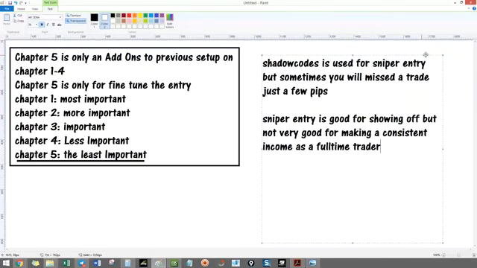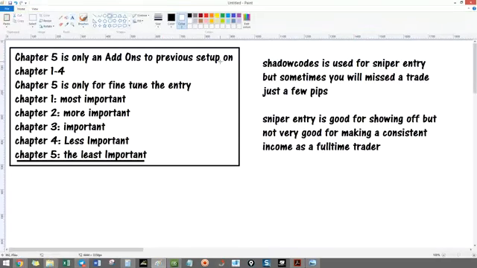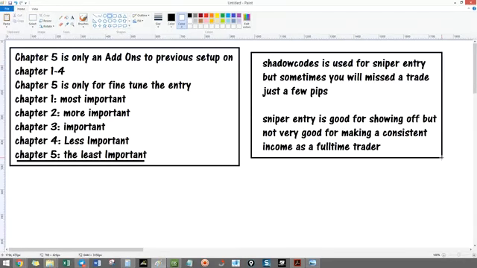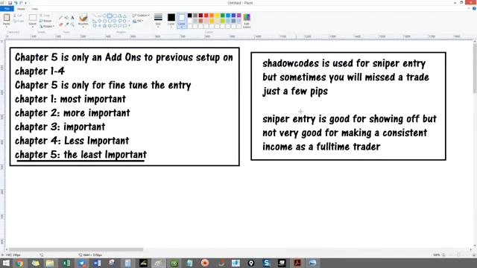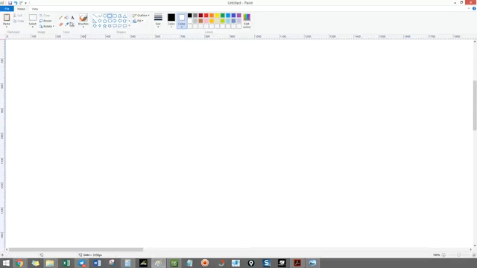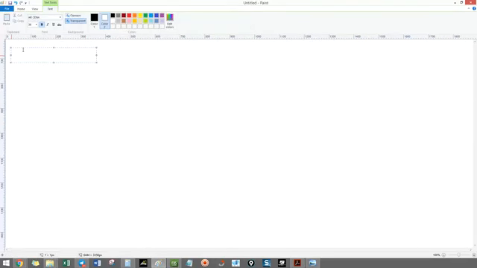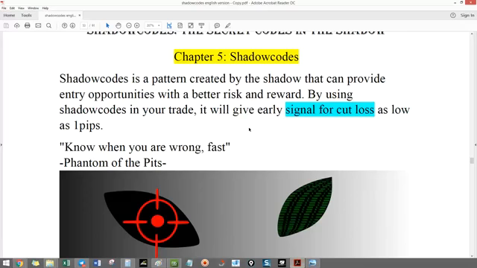I do not know whether some of you are having fun trading forex. I have fun trading it. Sometimes I sniper, sometimes I float. It's okay. So let's learn shadow codes type 1. Today we learn shadow codes type 1. What is shadow codes type 1? Let's read the description of chapter 5.